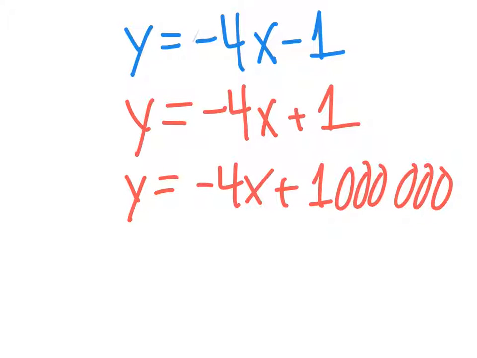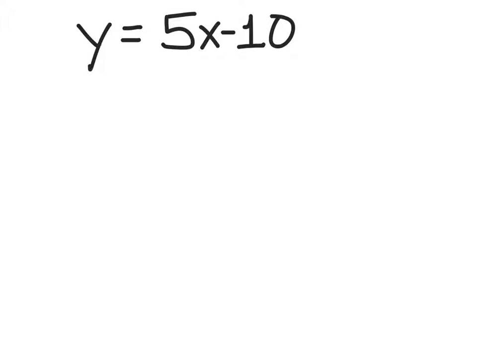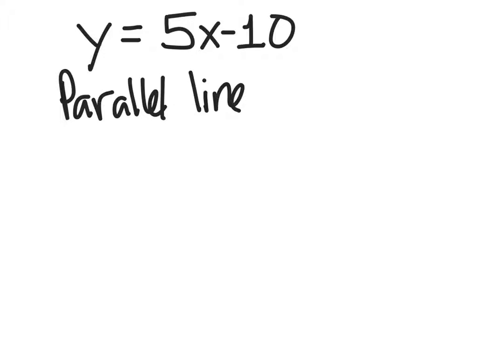Now, that might seem nice and easy, and for the most part it is once you get the hang of it. The trick is when you have to come up with an equation that's parallel but goes through a specific point, which is what you're doing on the homework tonight. So let's do an example. Say I had, here's my equation, y equals 5x minus 10. We want a parallel line that passes through, we'll just make up a point here, negative 2, positive 3.